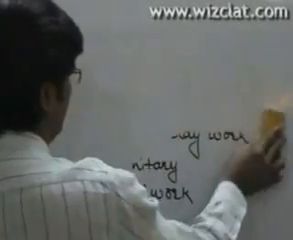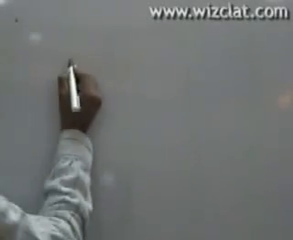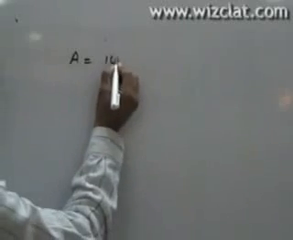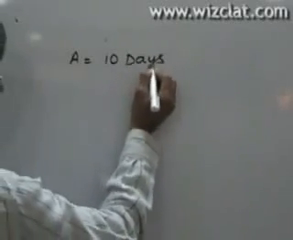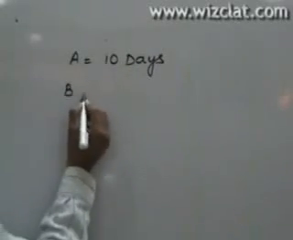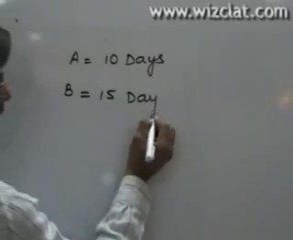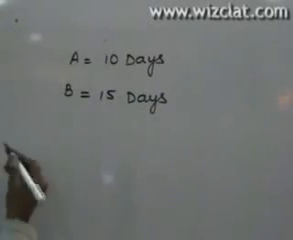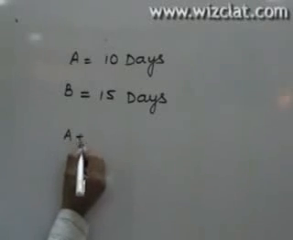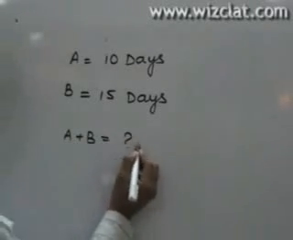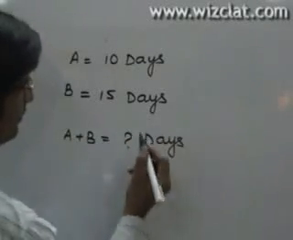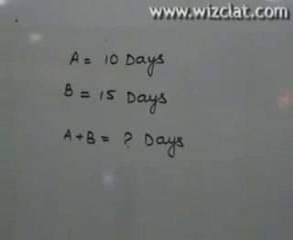In the simplest form, the question that can be given to us is, let's say A can do a piece of work in 10 days. The same work B can do in, let's say, 15 days. So the question will say, how long will they take to do the work working together? To answer this question, we can apply different approaches.